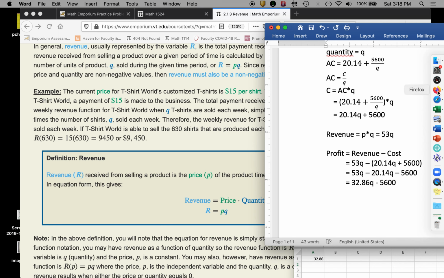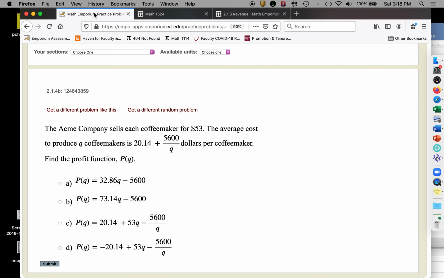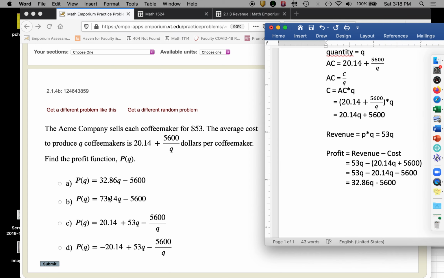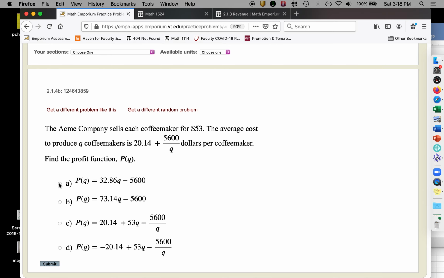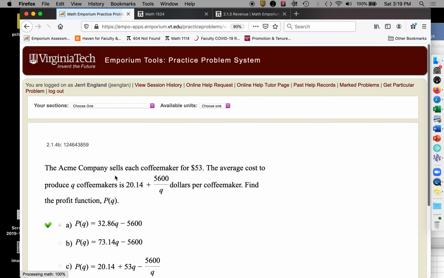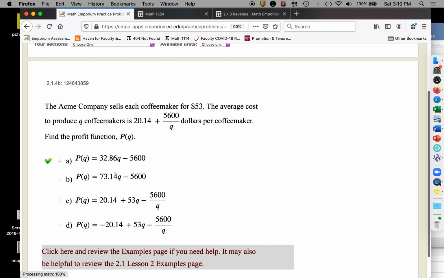Let's go see if that's the answer. So 32.86Q minus 5,600, that's choice A. Let's see what happens. Yep. Hope that helped.